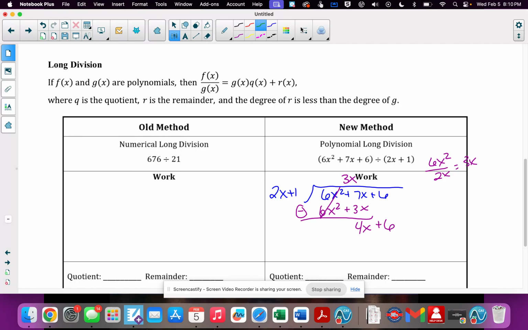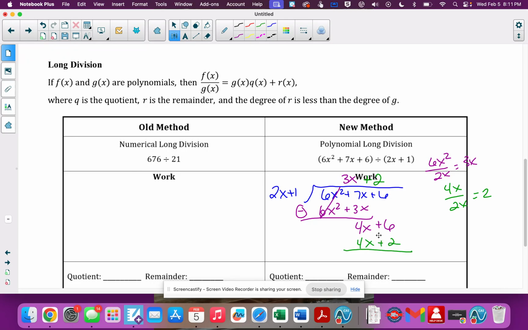All right, we're doing the same thing again. First term divided by first term. Our new first term is 4x. 4x divided by 2x is 2. 3x plus 2, multiply back out. That would be 4x plus 2. When we're doing this specifically for slant asymptotes, please keep in mind that the remainder doesn't matter. So the equation of my asymptote is 3x plus 2.